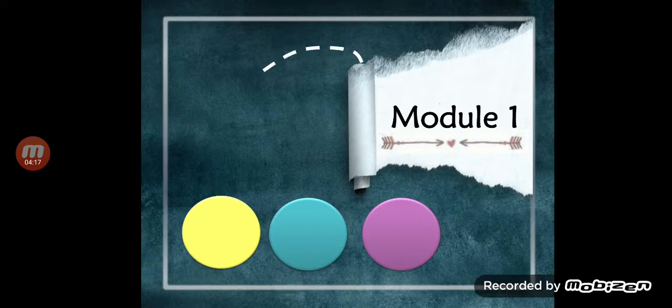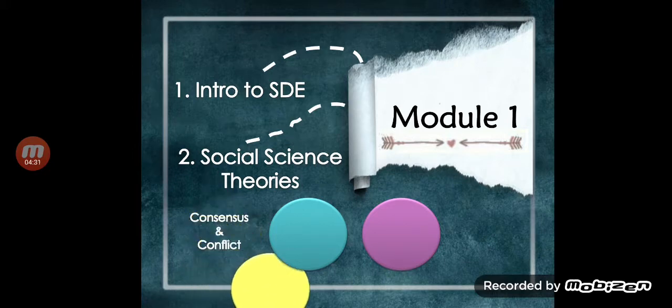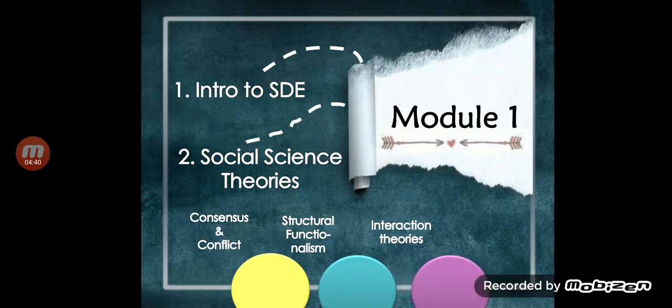The first module will cover the introduction to social dimensions of education, plus the social science theories. And these are, first, the consensus and conflict, second, structural functionalism, and the third one is the interaction theories. So within this module, our focus will be the three social science theories, such as consensus and conflict, structural functionalism, and interaction theories.